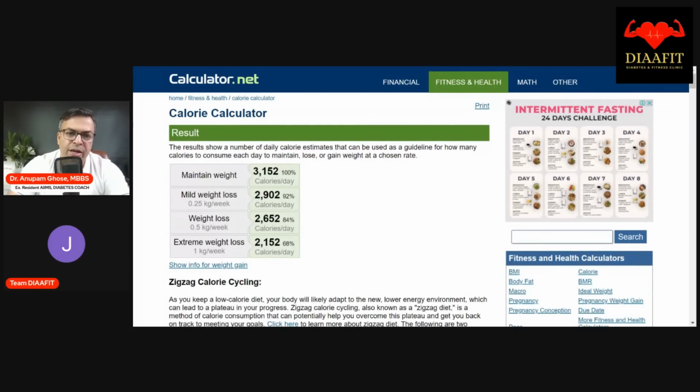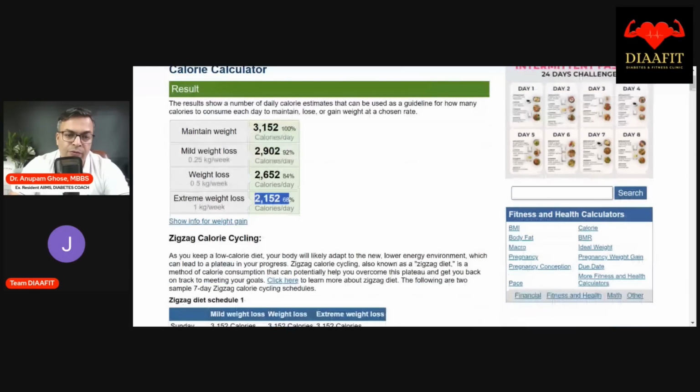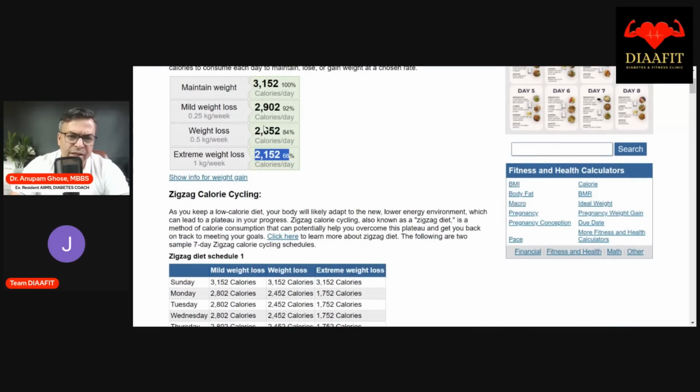So when you calculate, if your weight is 85 and you want to maintain weight, you need to have at least 3,200 calories. If you consume 3,200 calories, then you will maintain your weight. If you want mild weight loss, you need to take 2,900 calories. If you want to lose extreme weight, then you need to take 2,200 calories. These are the calories you need to take if you want to lose weight.